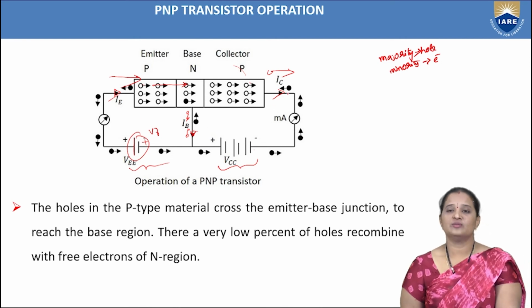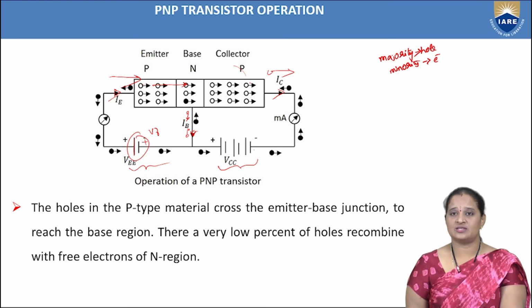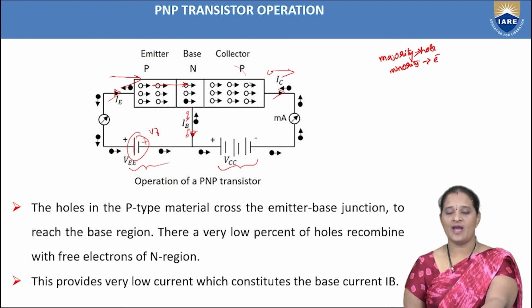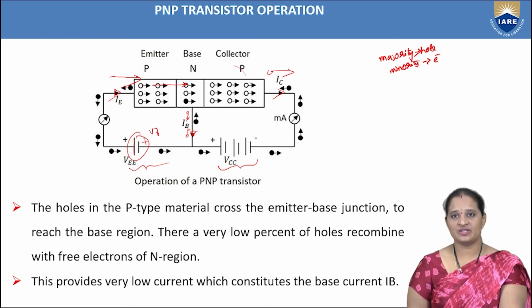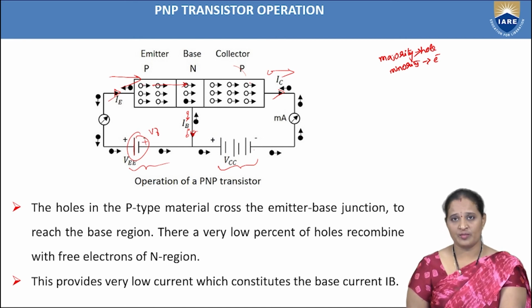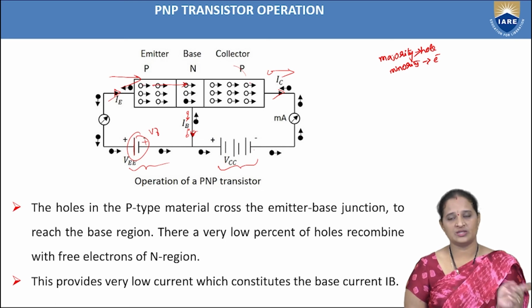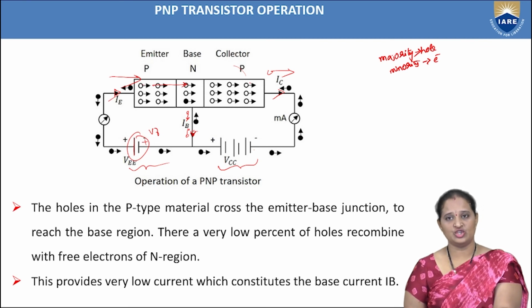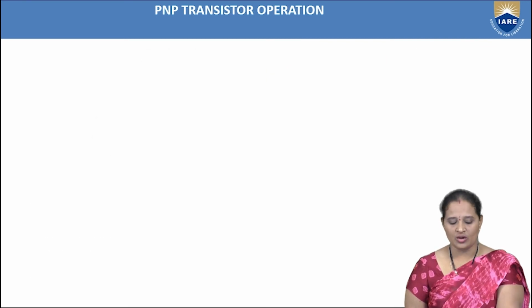So this is about the PNP transistor. As we can observe here, again there are three currents, emitter current, base current and collector current, and I have shown the conventional current directions of emitter, base and collector here. You have to remember, in the case of an NPN transistor, the emitter current is outwards, whereas the base and collector currents are into the transistor. Whereas in the case of a PNP transistor, the emitter current is into the transistor, and the base and collector currents are outwards.